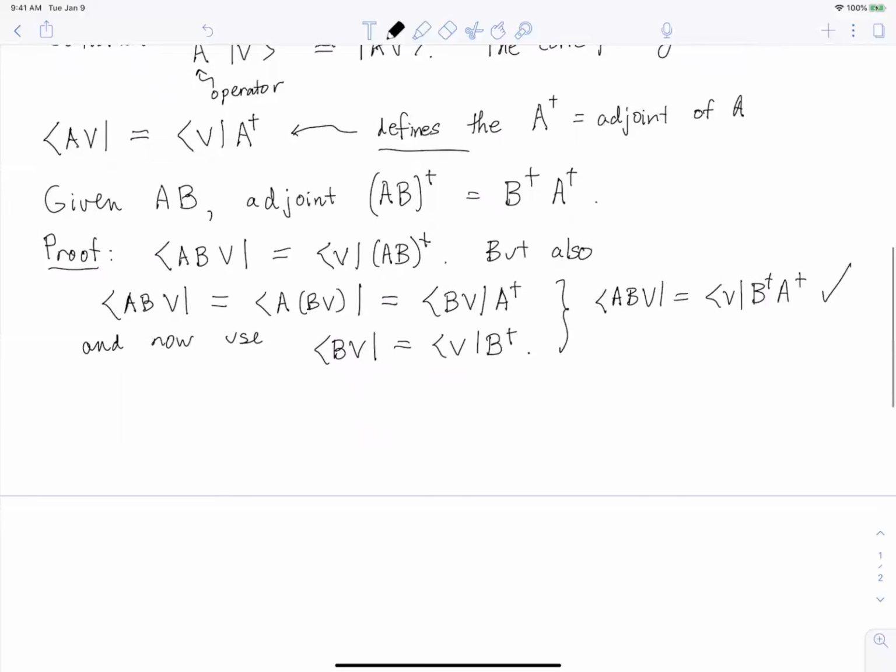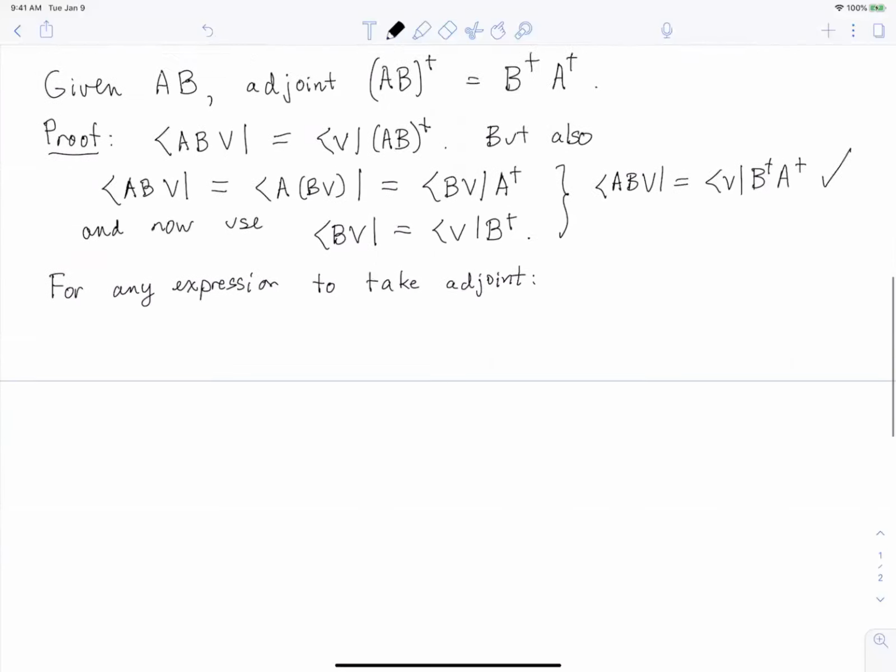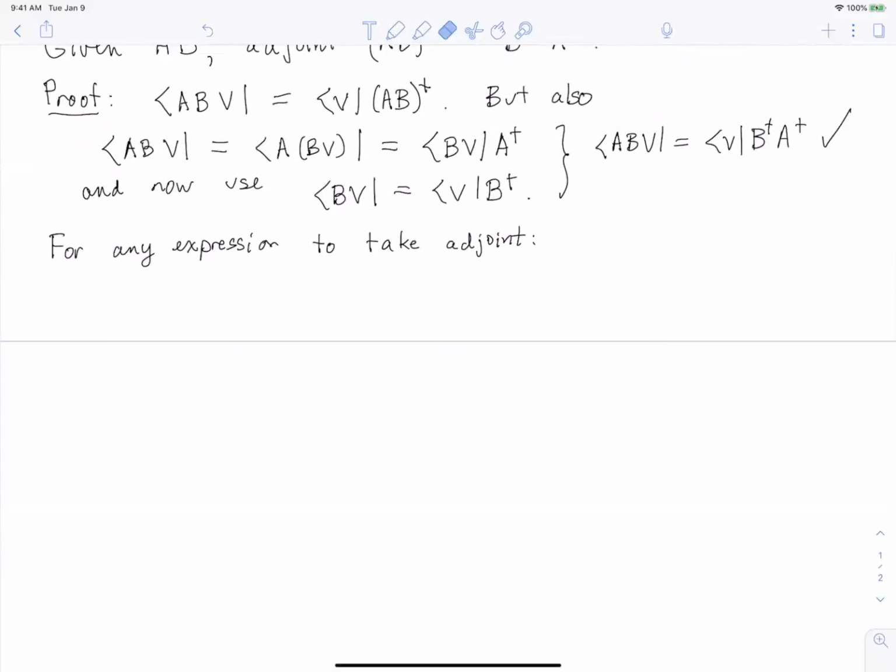And this generalizes for any expression, that means an equality, or maybe just a single expression that doesn't have any equality in it. If you want to take the adjoint of it, here's the recipe. Okay, so the first thing you do is you substitute every operator with its adjoint. That's what you're going to do for all operators.